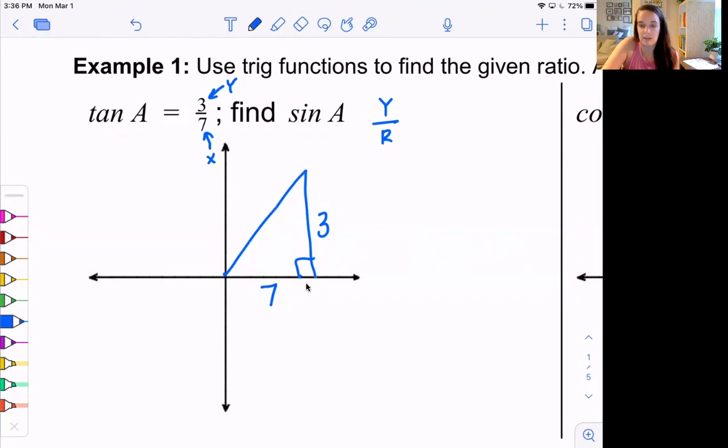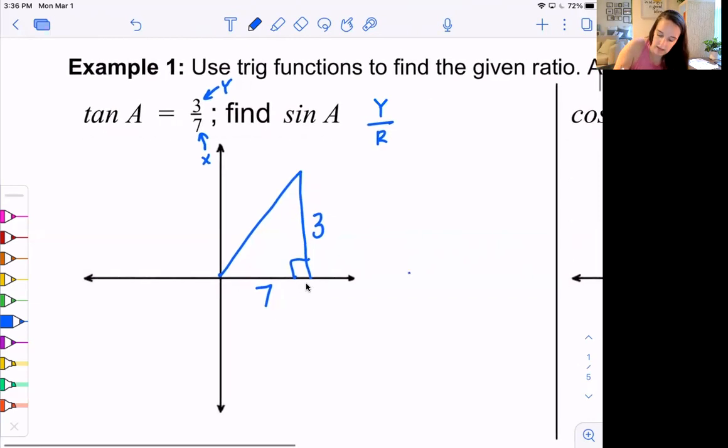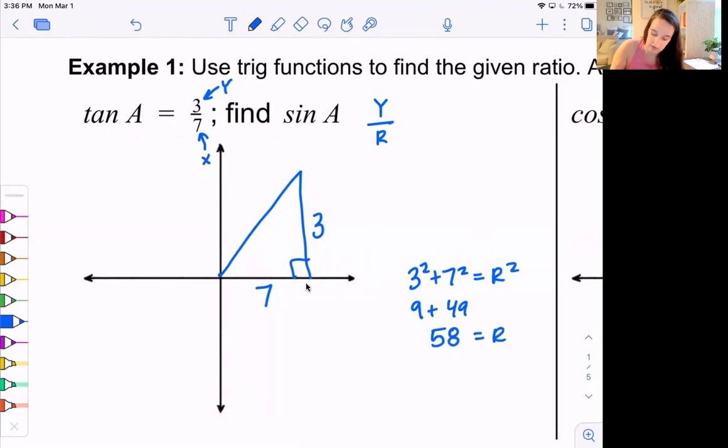So because this is a right triangle, using the Pythagorean Theorem, I know 3 squared plus 7 squared must be equal to r squared. So 9 plus 49 would be 58, and r is the square root of 58. Now go ahead and say, okay, the square root of 58 is my radius. Square root of 58 is my radius here. So I know that y is going to be 3 and the radius is the square root of 58.